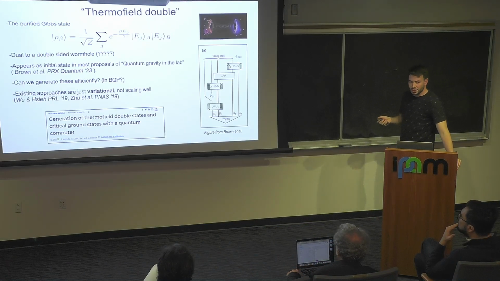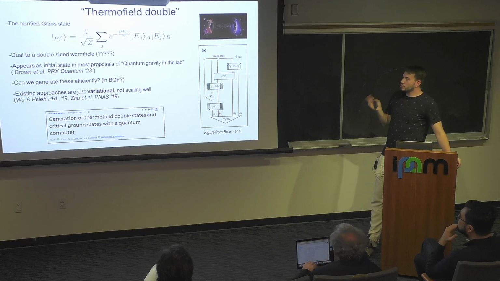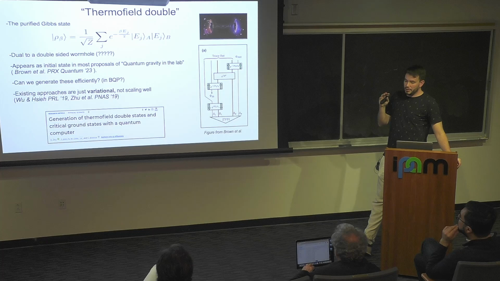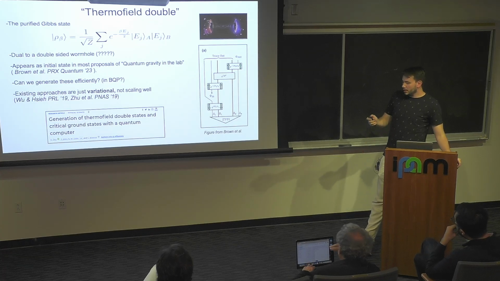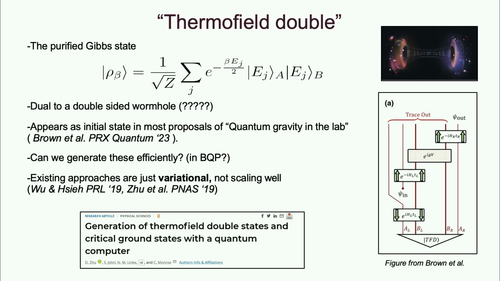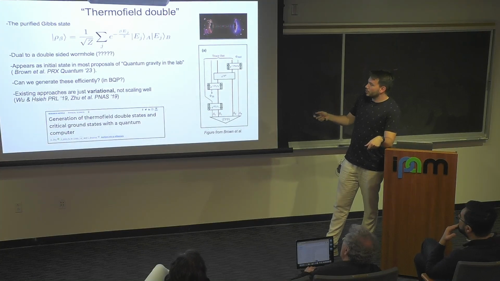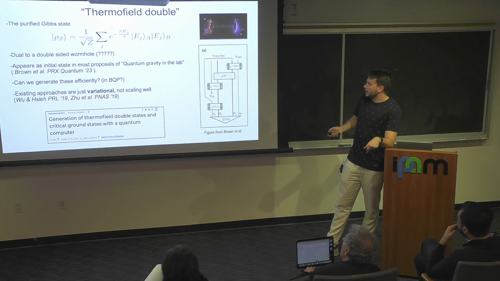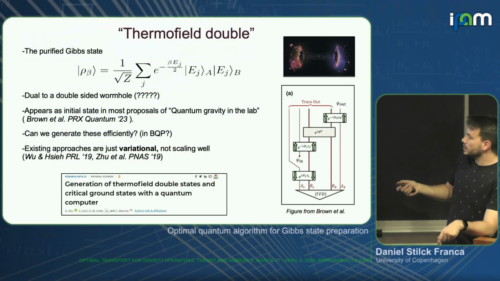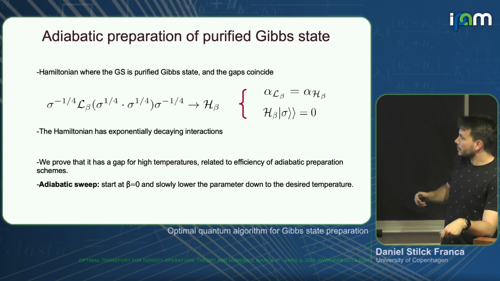All right, moving forward. This also has some nice implications because we can not only use the Lindbladian to prepare this Gibbs state, we can also prepare a purified version of it, which is called a thermofield double. There are some connections to things I don't understand at all. Apparently it's dual to a double-sided wormhole. I'm just saying some words I read somewhere. But people do care about these purifications of the Gibbs state, and as far as I know, this is the first result that tells you that you can prepare them efficiently for high temperature.